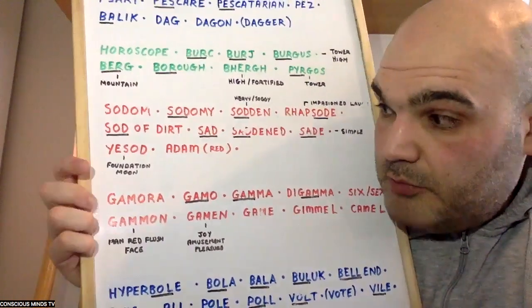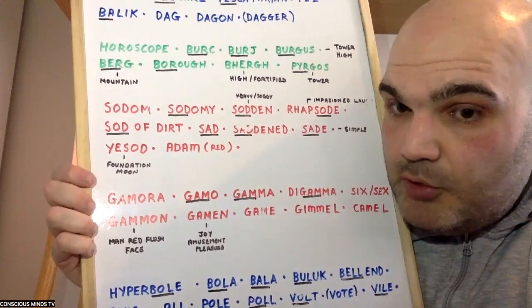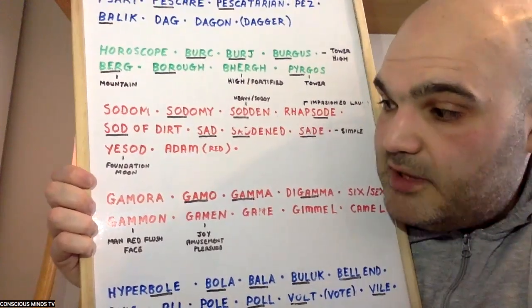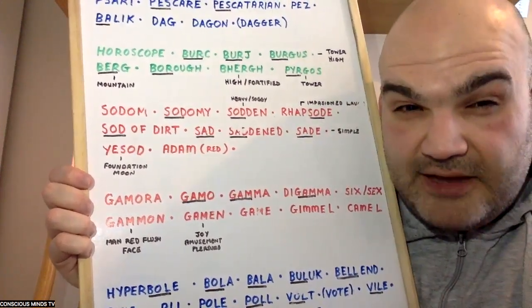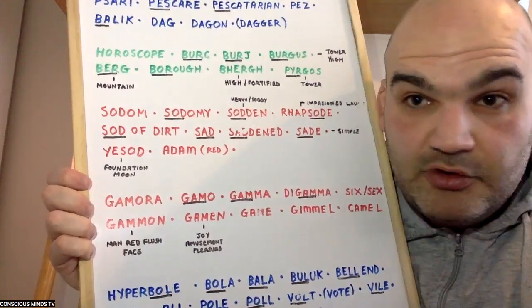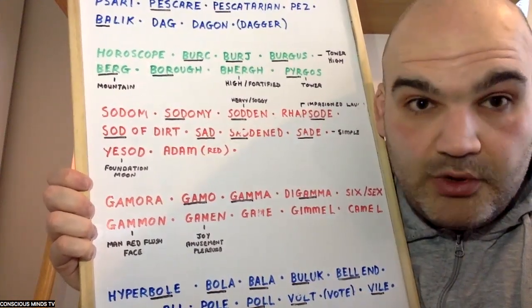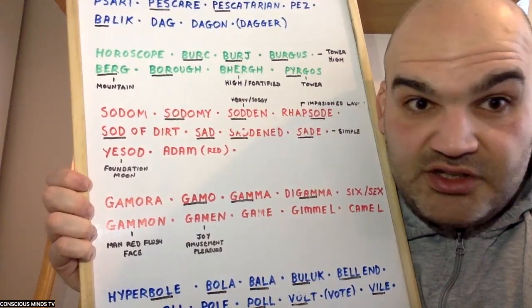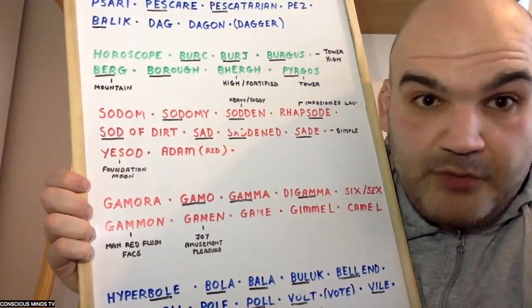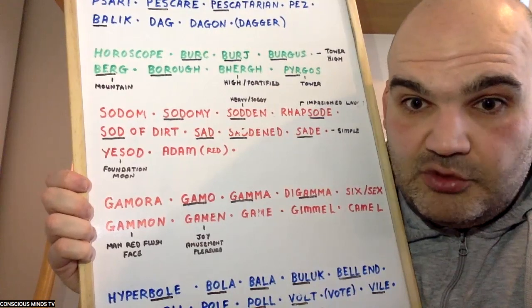So yeah, another word similar to Gomorrah is Gamon, which means a man with a red flushed face. And also Gamon corresponds to pork. We know pork has a reddish tint to its skin, or a pig has a reddish tint to his skin.